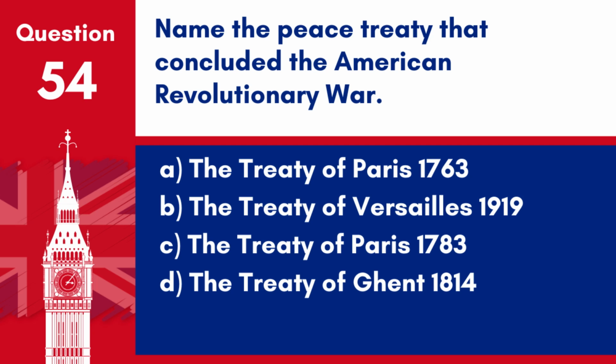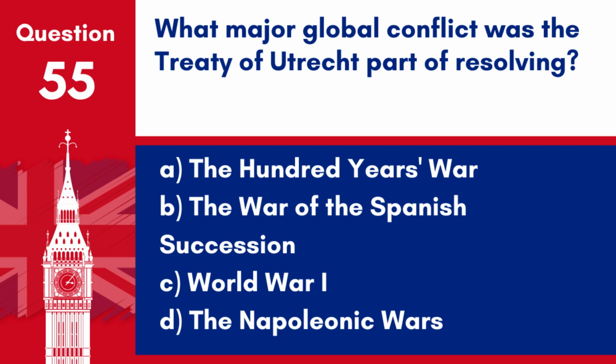Question 54. Name the peace treaty that concluded the American Revolutionary War. A. The Treaty of Paris 1763. B. The Treaty of Versailles 1919. C. The Treaty of Paris 1783. D. The Treaty of Ghent 1814. Answer C. The Treaty of Paris 1783. The Treaty of Paris 1783 ended the American Revolutionary War, recognizing American independence from Britain. Question 55. What major global conflict was the Treaty of Utrecht part of resolving?